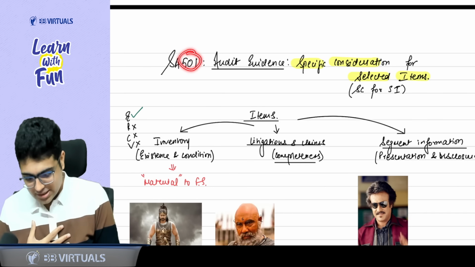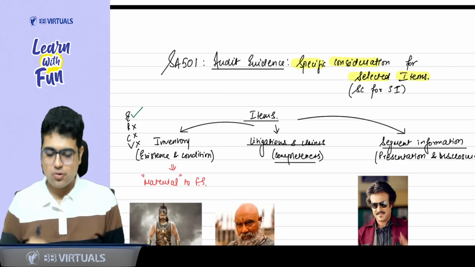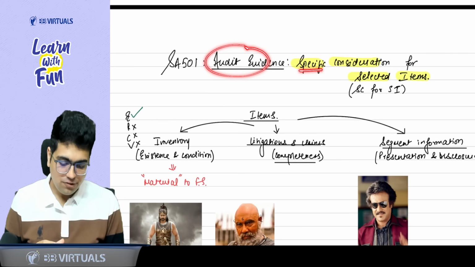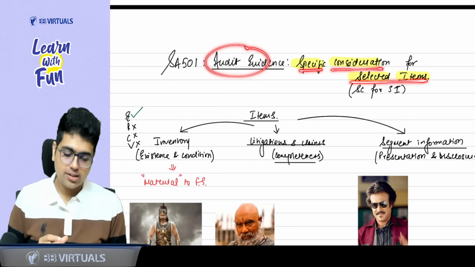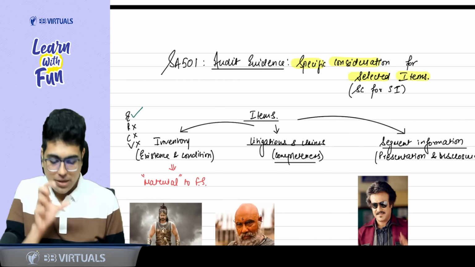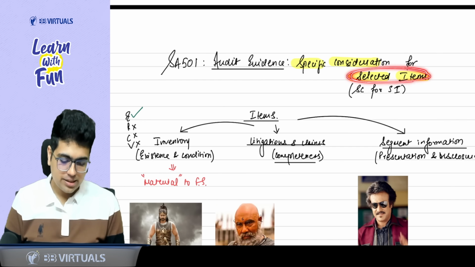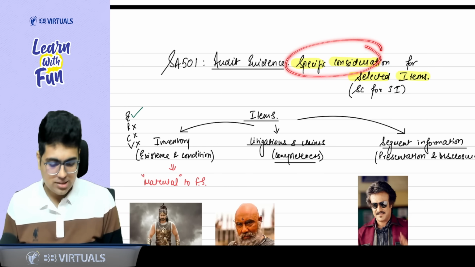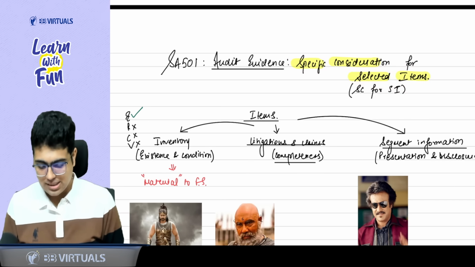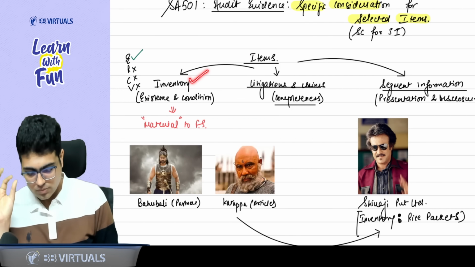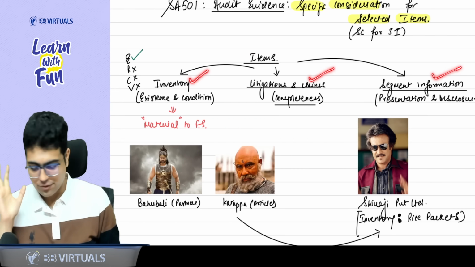Let's discuss SA 501. Now, sir, SA 501 also talks about audit evidence, but it says specific consideration for some selected items. Generally about audit evidence, we study SA 500, but when you want to focus on some selected items, we have SA 501. Now, sir, what is this specific consideration? What are the selected items? Three items are inventory, litigation and claims, segment information.